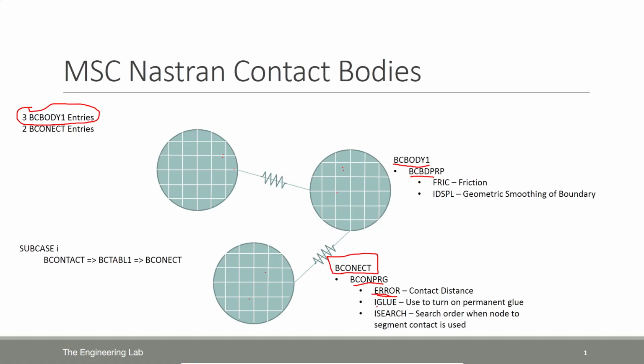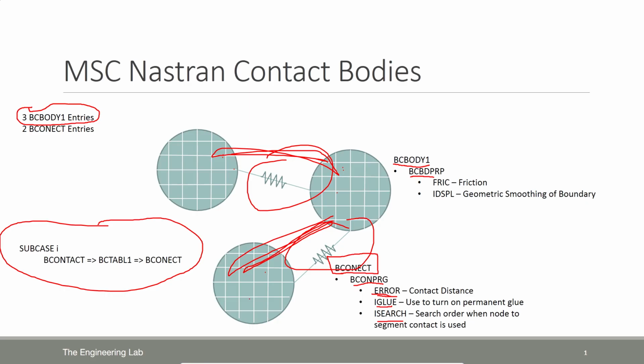And then you have other values like the iGlue option and the iSearch option that you'll see me use throughout this example. Here, since we want these two bodies to come into contact and these two bodies to come into contact, we'll define two BCONNECT entries.